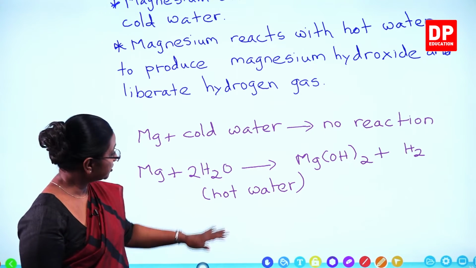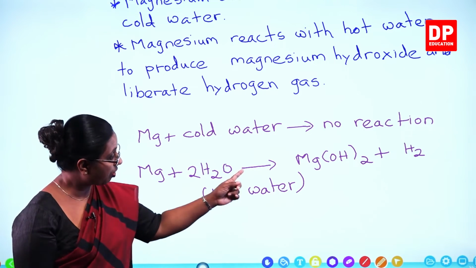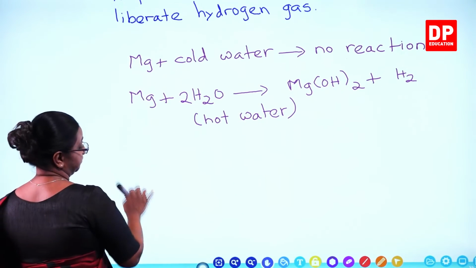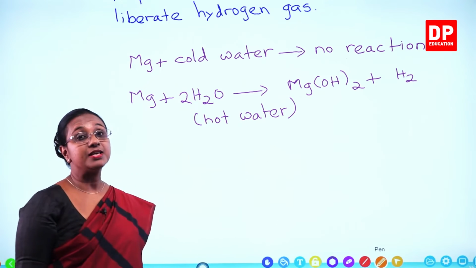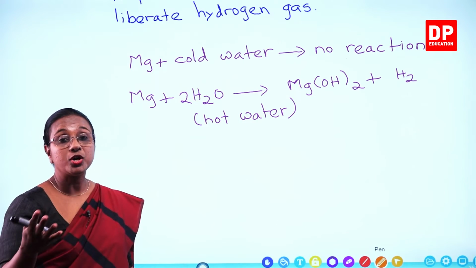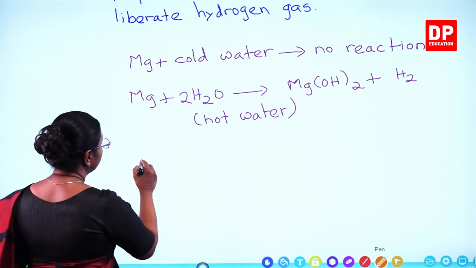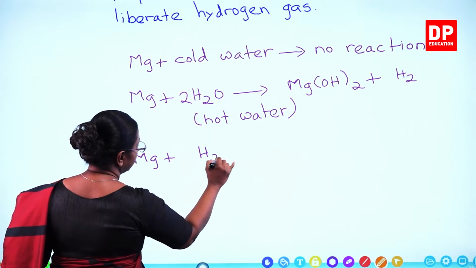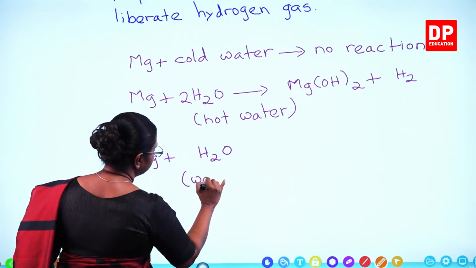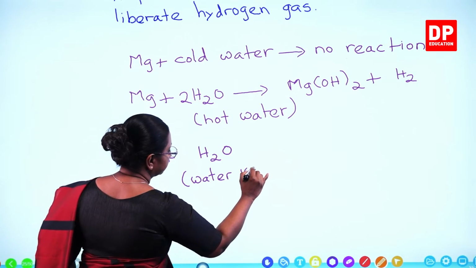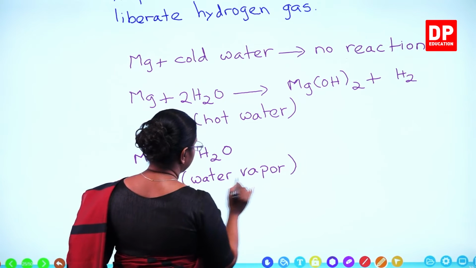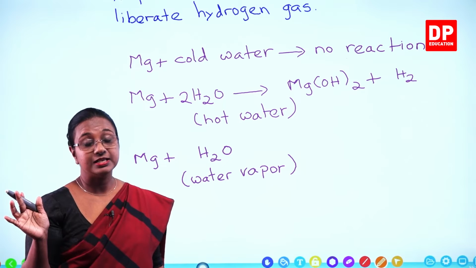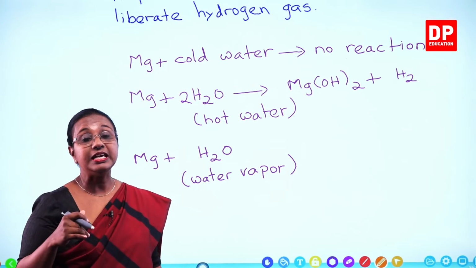Cold water, no reaction. Hot water, it reacts, forming magnesium hydroxide and H2. The same way, now I told you all, steam has more heat energy, that is water vapor. Magnesium will react with water vapor also. This is water vapor. Now water vapor is more energy, more heat.